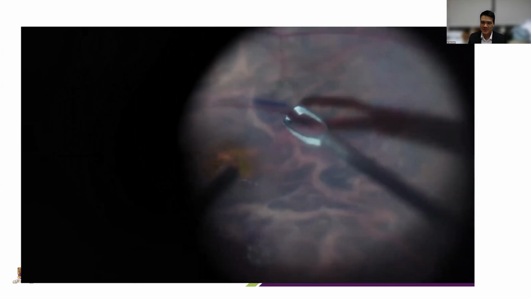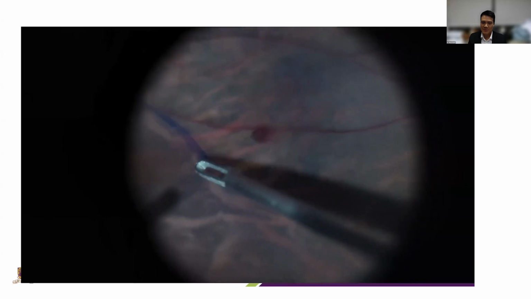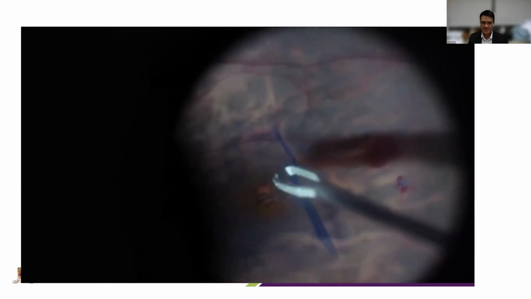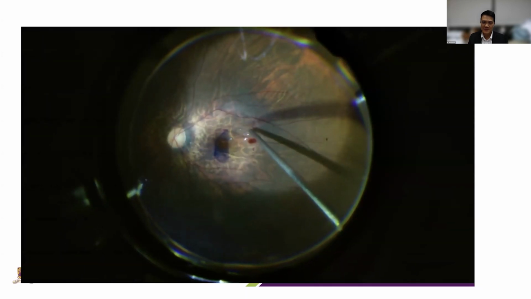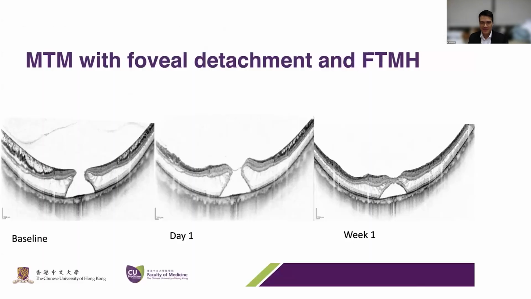I first peel a crescentic shape of ILM in the temporal macula, and then I fashion the remaining ILM as a flap over the macular hole. You have to be very patient in myopic patients because the ILM tends to break very easily. And then I use PFCL to unroll the ILM flap and then stabilize with sub-PFCL viscoelastics. How does it work? Well, it works beautifully, in my opinion.